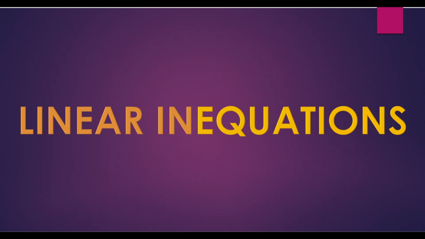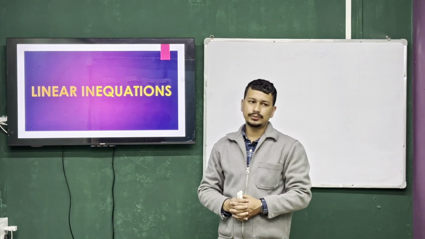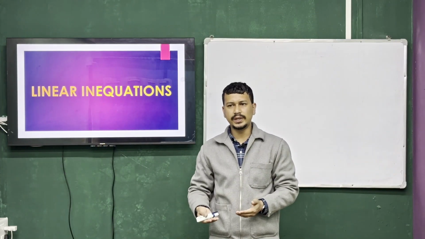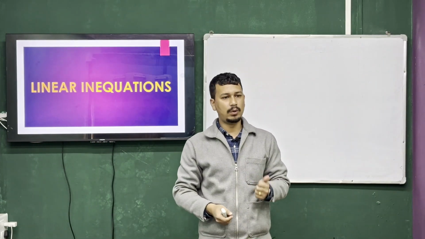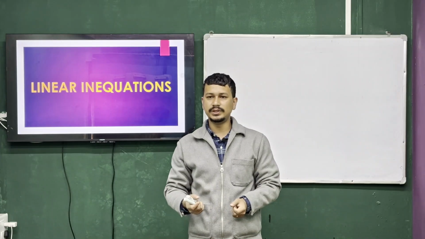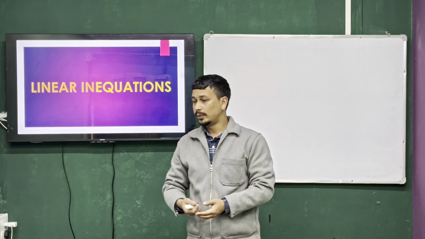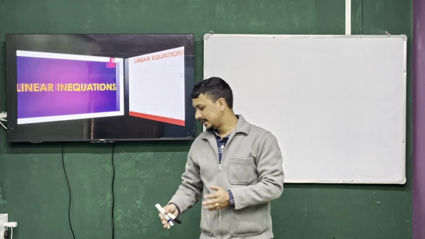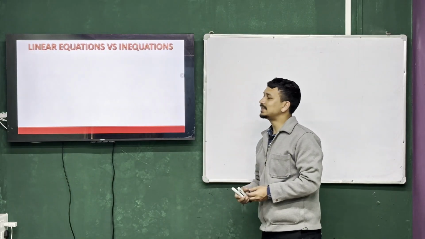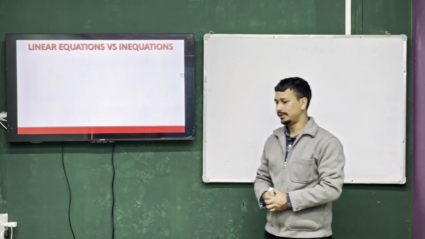Today we will be starting with chapter 4 of your maths, that is linear inequation. Alright, so you have learned about linear equations. Linear means power 1 and equation means basically equal to, right? So what is inequation? Let's try to understand the difference between linear equations and inequation with a simple example.